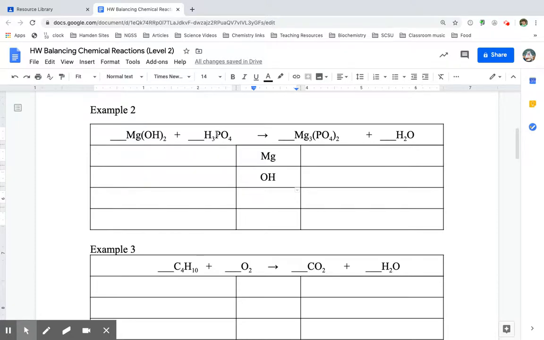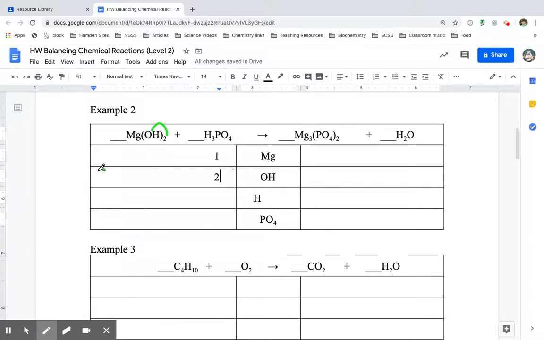This one, my PO4 is the family, so H is by itself, and PO4 is a family. Okay, let's count. On the left-hand side, I have 1 Mg and 2 OHs. Remember, when there's a little 2 outside, it just multiplies by the family. It does not multiply the whole thing.